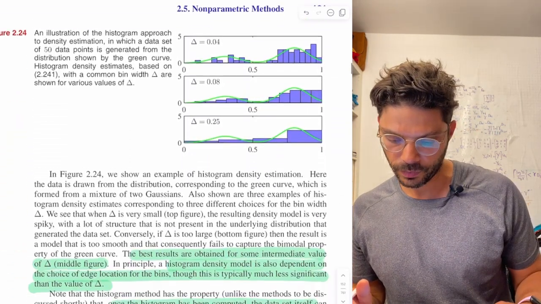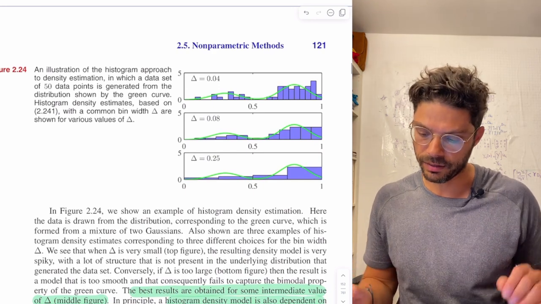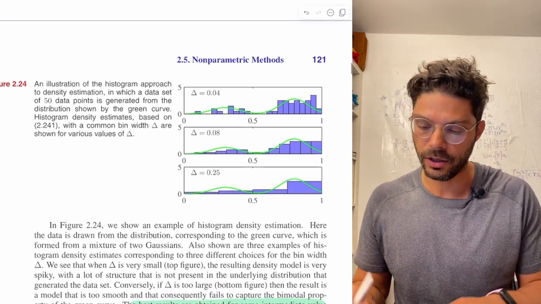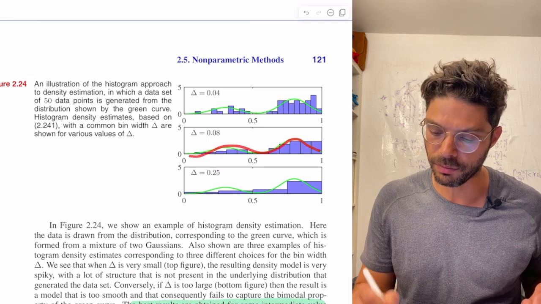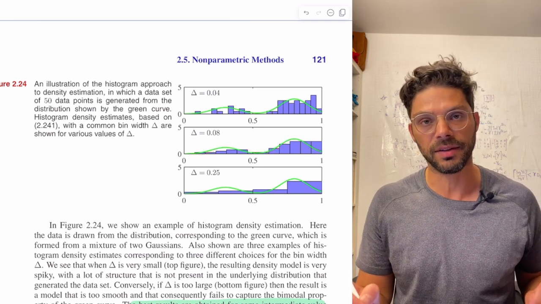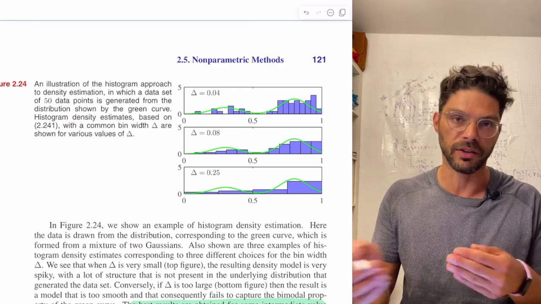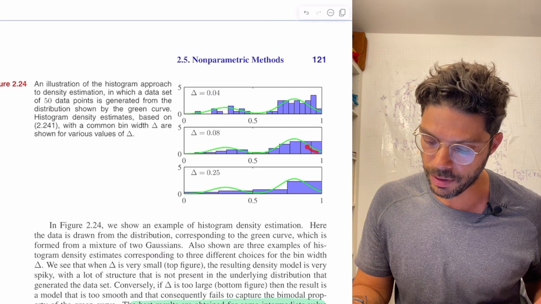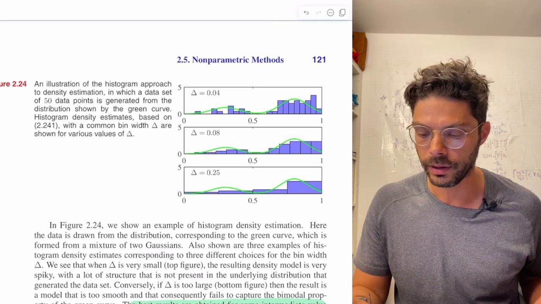Okay, and here's kind of an example. We already talked about it. So again, he's got data. He's sampled it from this distribution, but now he's used different bin sizes to show the effect of bin sizes. And you can see that there's kind of an optimal bin size. Like, I don't know, maybe this one seems to capture it a bit more.